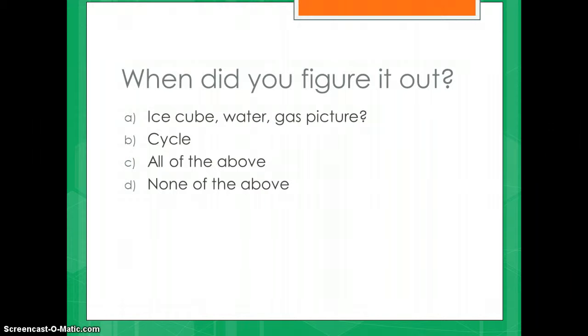Which pictures helped you figure out that the lesson was about the water cycle? The ice cube, water, and gas pictures, the cycle, all of the above, or none of the above?